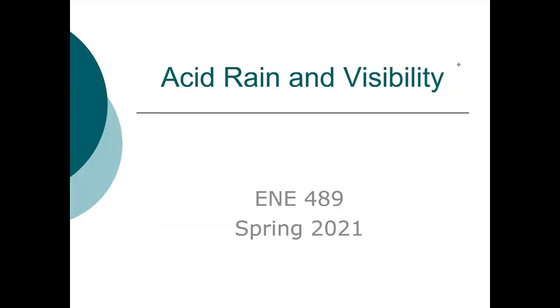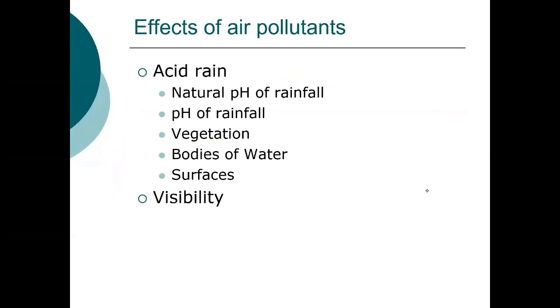So what I'd like to do today is talk about acid rain and visibility. We're starting a unit where we'll look at a number of specific problems pertaining to air pollution. In this lecture, we'll look at issues regarding acid rain. We'll look at pH of rainfall. We'll look at the effect on vegetation, water bodies, surfaces, and we'll also look at visibility issues.